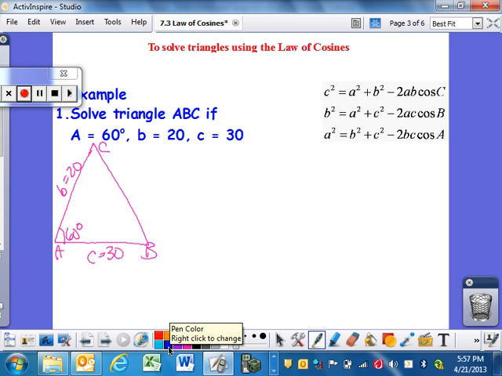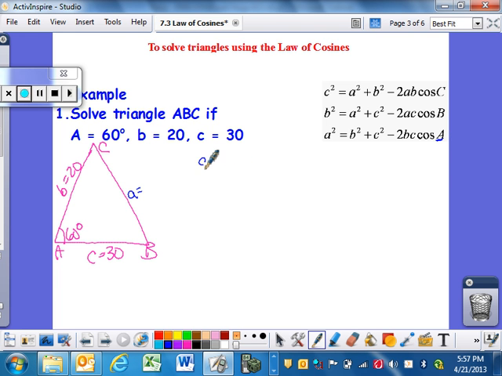Well, the only one that I know how to solve for, or the only one that I can get given this formula, is I need to use the angle that I know, and I know angle A. So I'm going to use this bottom formula, and I'm going to try to find side A. Alright, so let's do that.